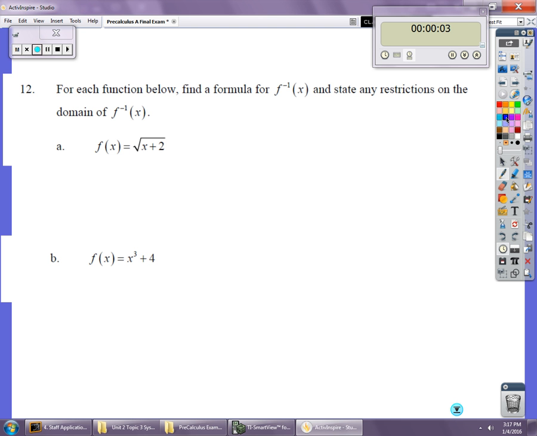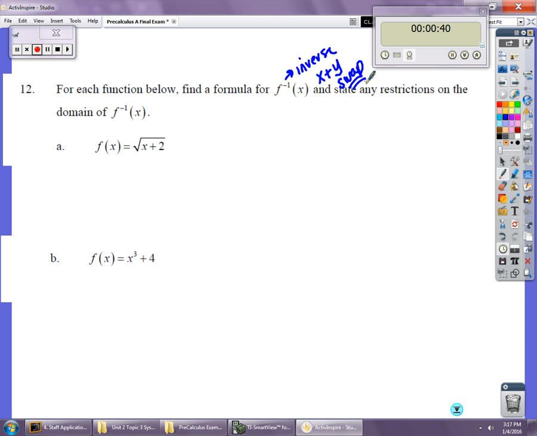Okay, so in number 12, it says, for each function below, find the formula for f of negative 1 of x, which is just kind of a fancy way of saying an inverse. And we have to state any restrictions on the domain of the inverse. Okay, the whole thing with inverse is that x and y swap. Anything from the original equation that was x is going to be a y in your new equation. So they're literally going to swap.